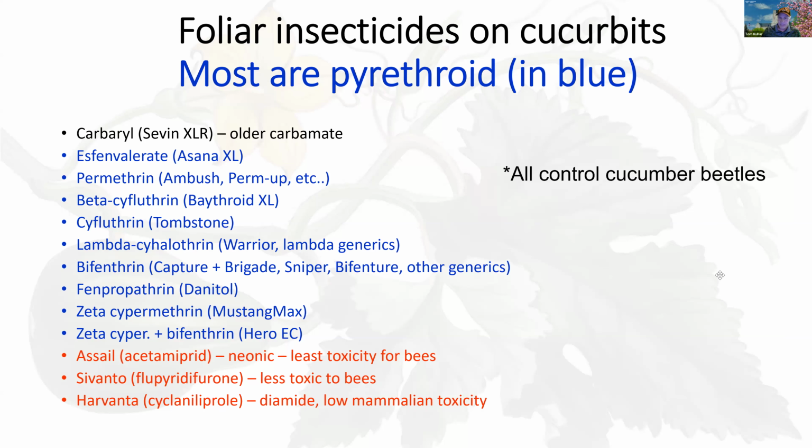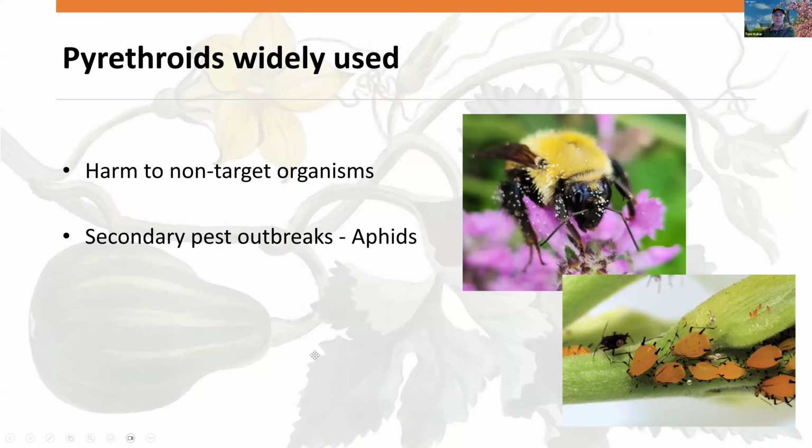So those are what can be done, but using the pyrethroids, which most growers would in that instance, that comes with some problems. And one is that pyrethroids are broad spectrum. They will eliminate most insects that are around, and that would mean a lot of beneficials.